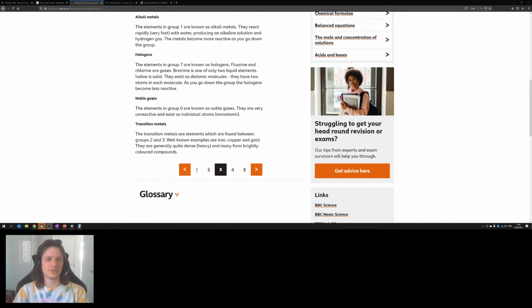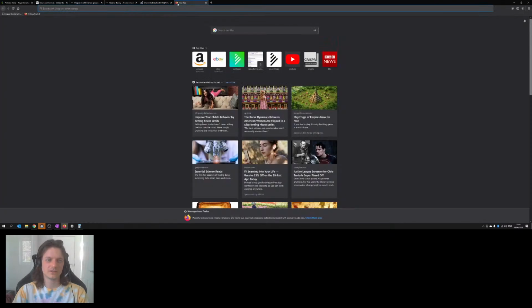Halogens. The elements in group 7 are known as halogens. Fluorine and chlorine are gases. Bromine is one of only 2 liquid elements. Iodine is solid. They exist as diatomic molecules. Di meaning... because bi is 2. I think di is also 2 though.